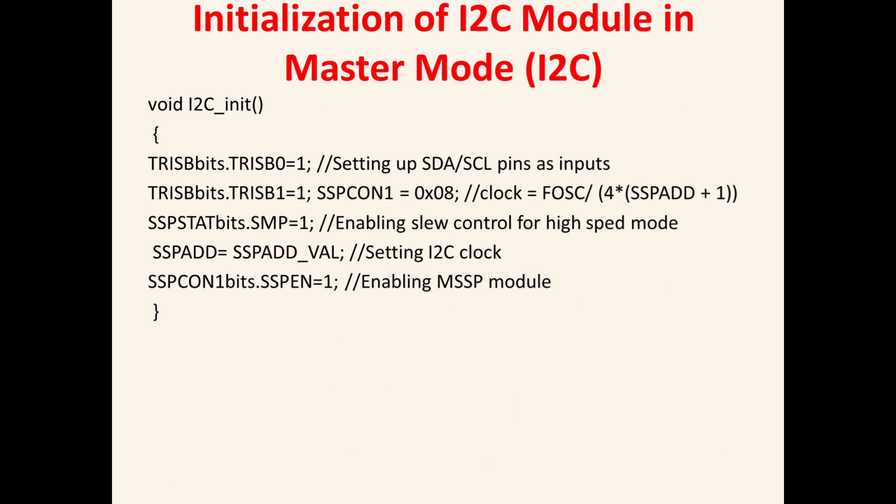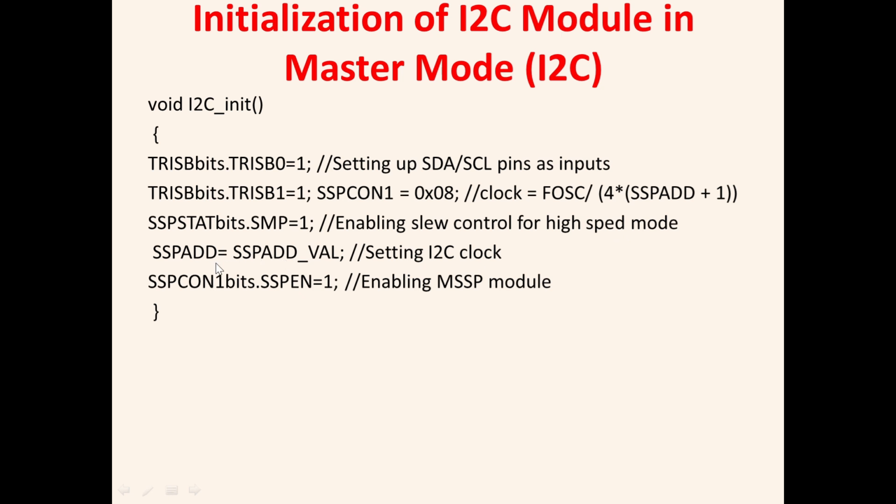Next is the same initialization if you want to write it in C, under the I2C initialization in C. All 5 steps have to be converted into statements. So let's consider this as the direction setting for SDA and SCL. After that, keeping the condition of your SMP bit, you are disabling or enabling the slew rate control for the high speed mode of operation for I2C.